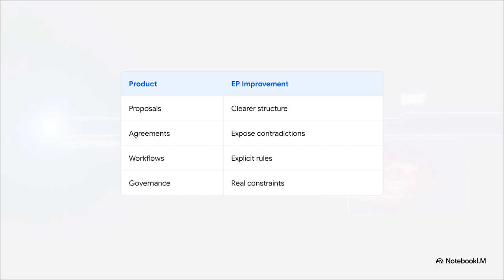Think about it. A standard proposal goes through this function, and its structure becomes vastly clearer and investable. Agreements become infinitely safer because hidden contradictions are immediately exposed. Workflows become deeply repeatable because the path and correction rules are made explicit. And governance? It stops being a collection of empty slogans and actually starts defining real operational constraints. This is how you prove execution traction, through better boundaries and far stronger deduction.